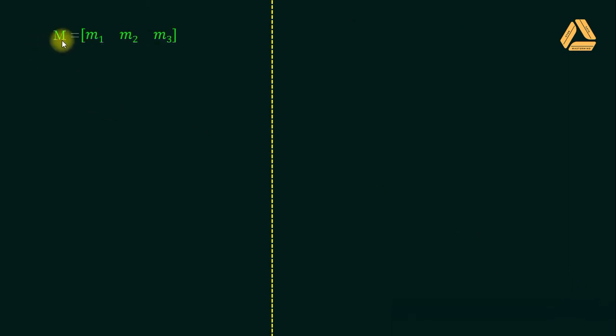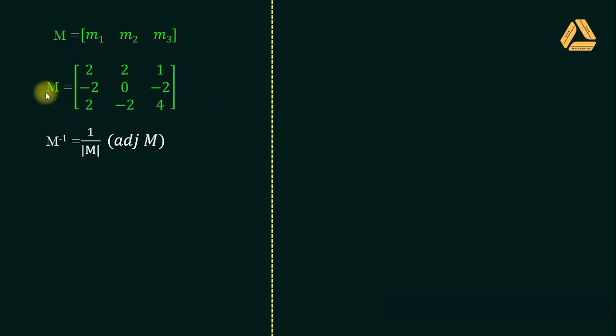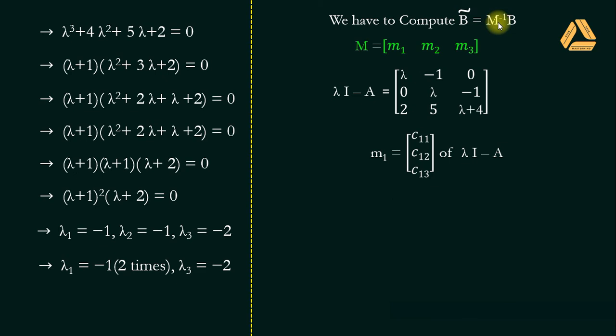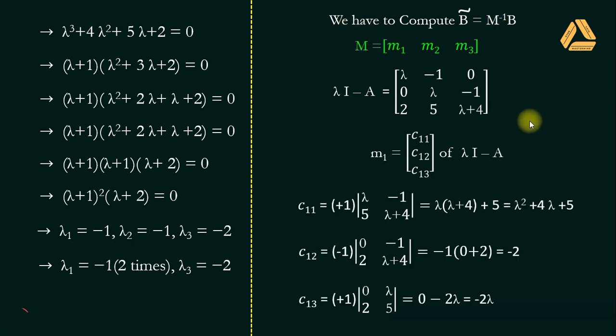Now form the model matrix. M is given by M1, M2, M3. So this is the matrix you got for M. Now our actual process is what? We have to compute B, right? Which is given by B vector equals M inverse into B. So we have to find the inverse matrix of the M matrix and then multiply with the B matrix.